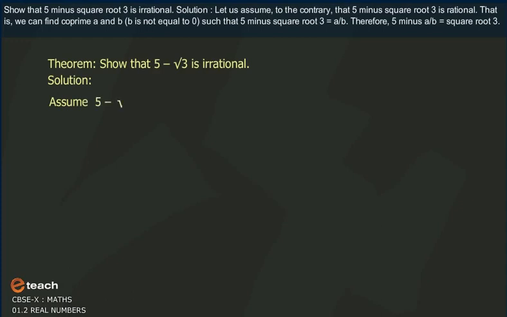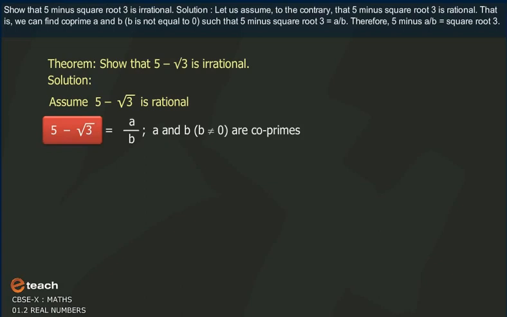Show that 5 minus square root 3 is irrational. Solution: Let us assume, to the contrary, that 5 minus square root 3 is rational. That is, we can find co-prime A and B, where B is not equal to 0, such that 5 minus square root 3 is equal to A upon B. Therefore, 5 minus A upon B is equal to square root 3.